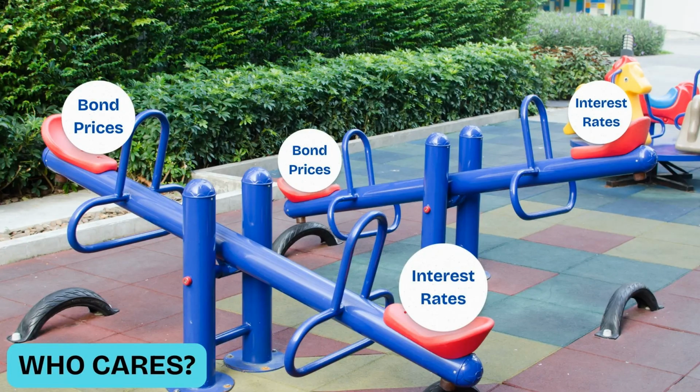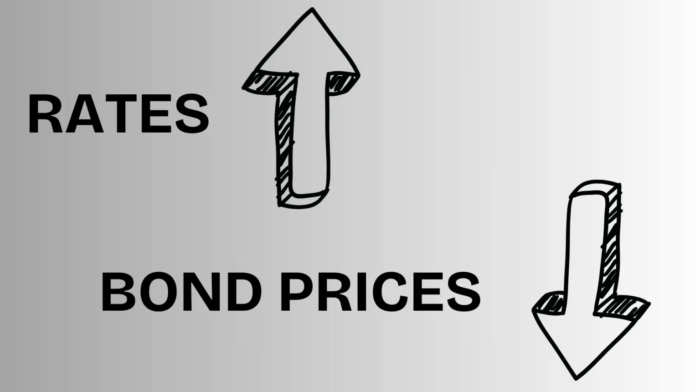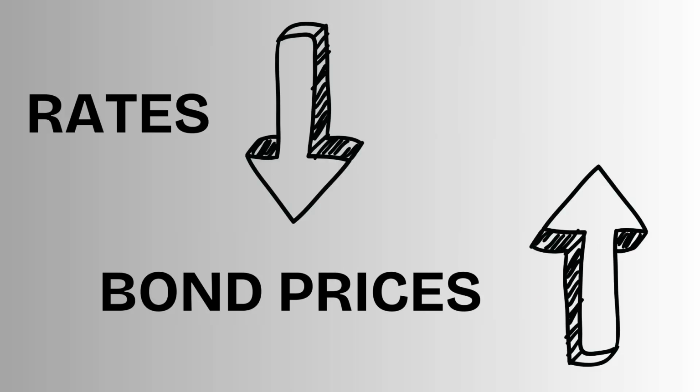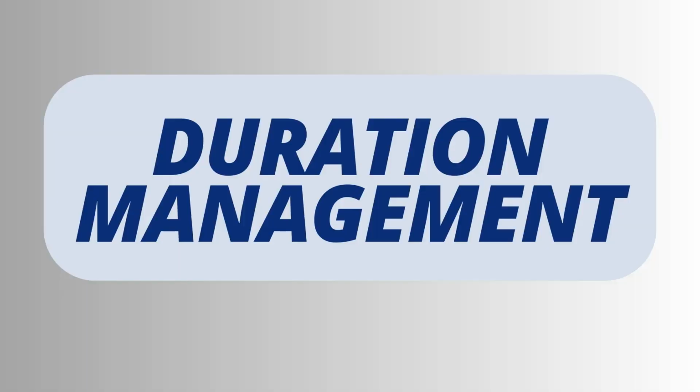So why is this important? If you're investing in bonds, understanding the current interest rate environment is crucial. If rates are expected to rise, the value of existing bonds will likely decrease. And if rates are expected to fall, your bonds could increase in value. To manage this risk, some investors diversify their bond holdings by choosing bonds with different maturities or interest rate sensitivities. This is a strategy called duration management.